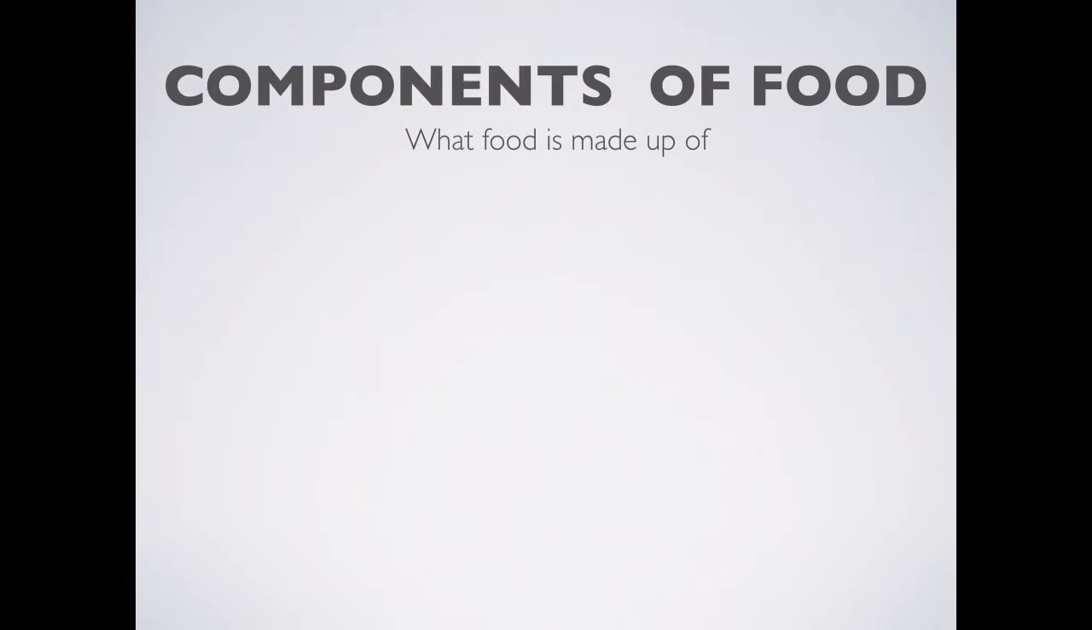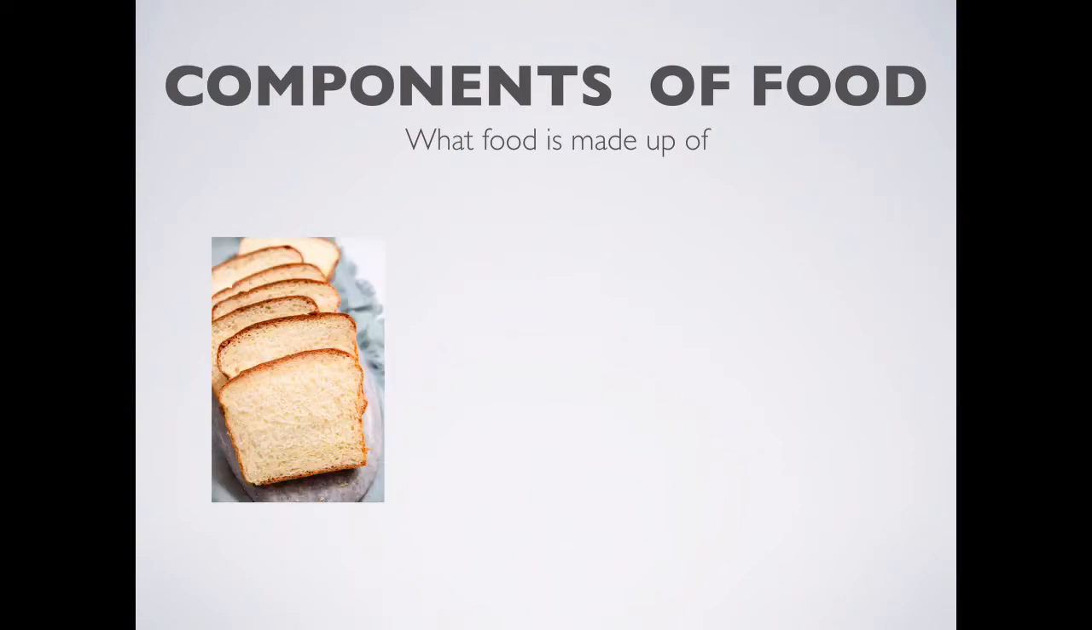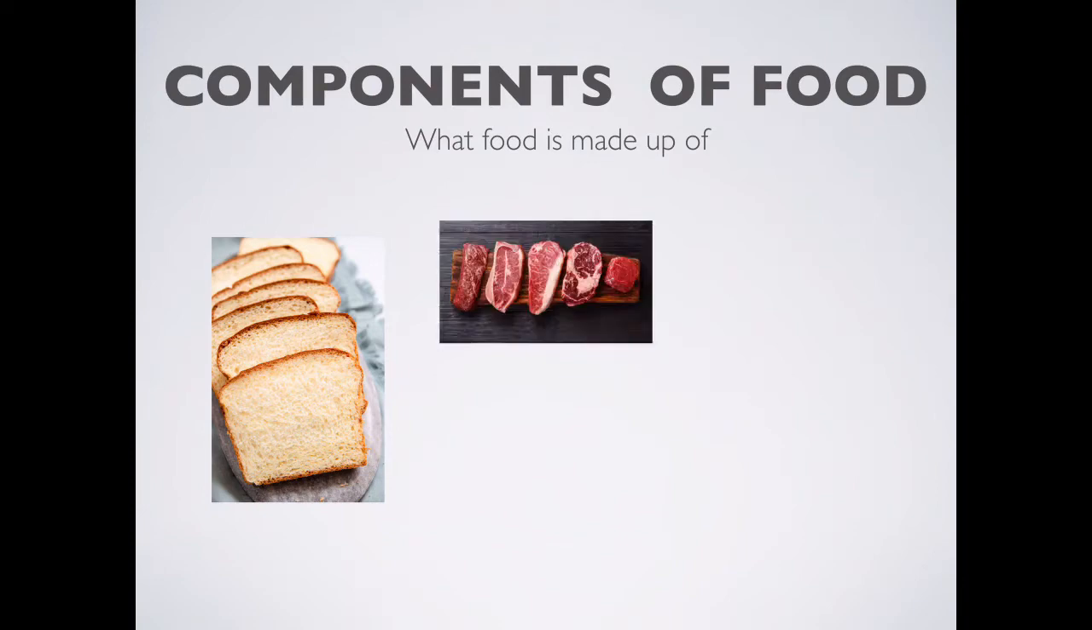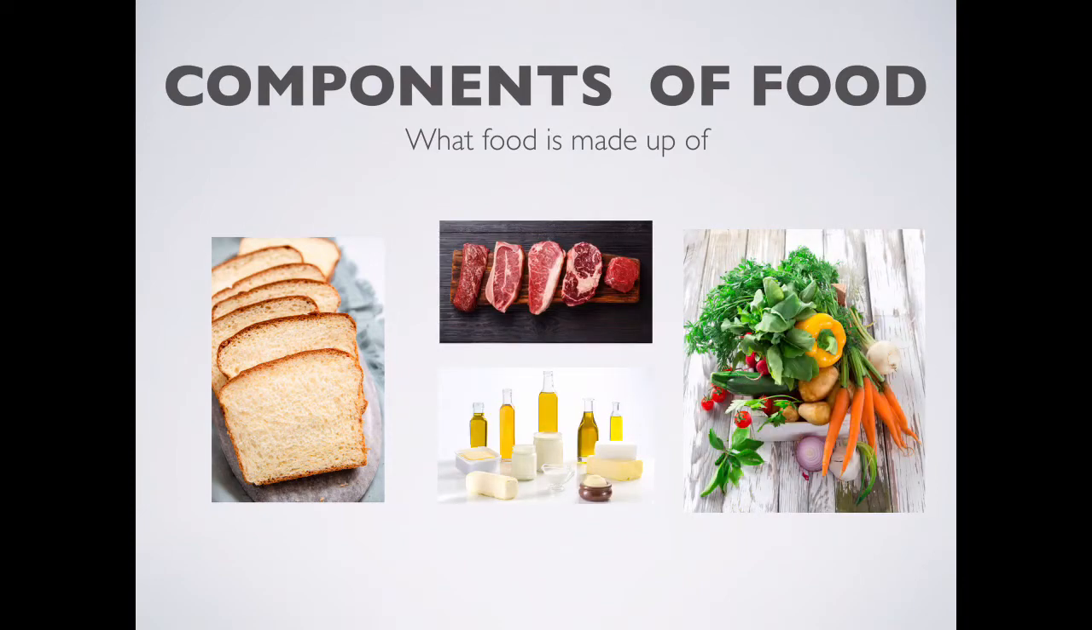A lot of the time, meals consist of three components. We have a rice or a bread group, we have a meat group, and we have a vegetables group. Some may even have a dairy group. A dairy group could be foods like curd or milk.